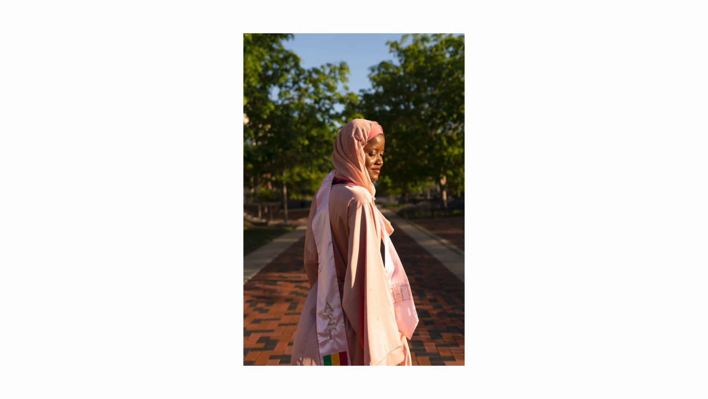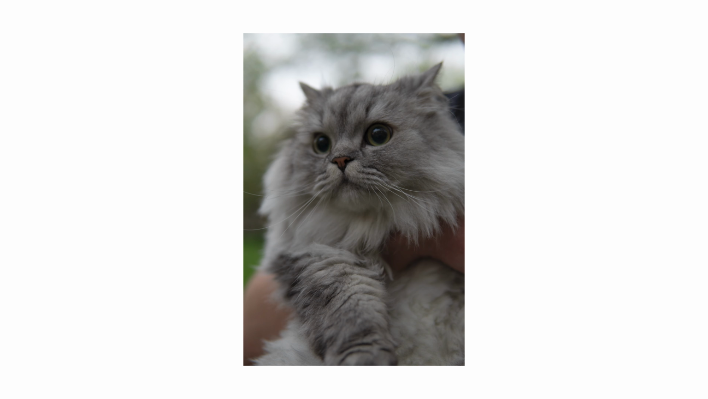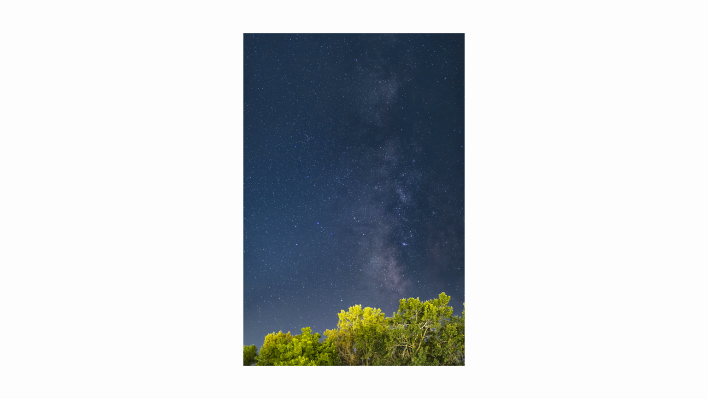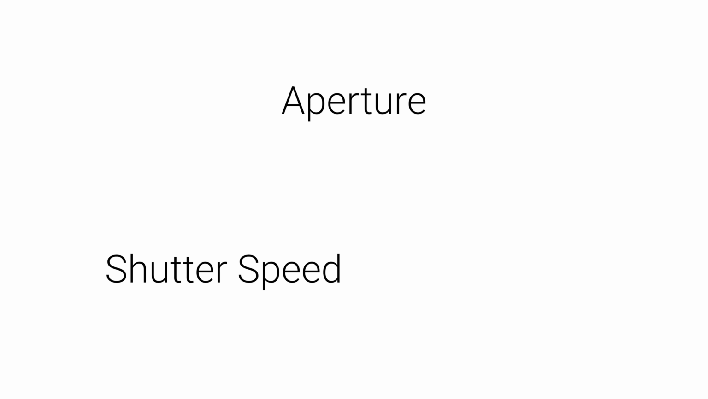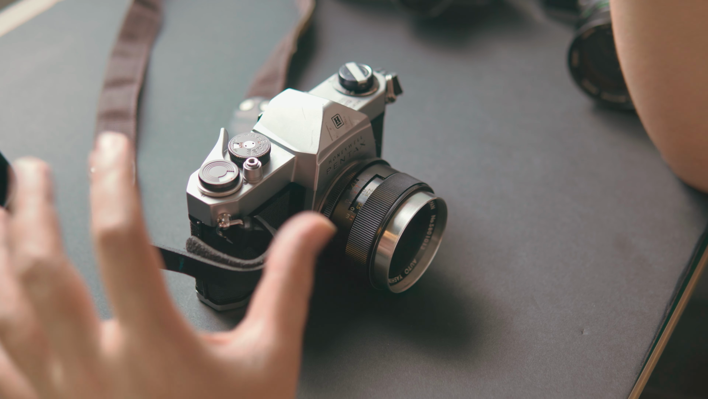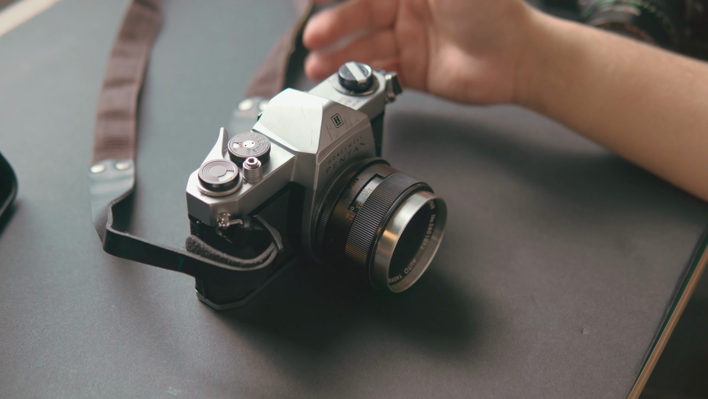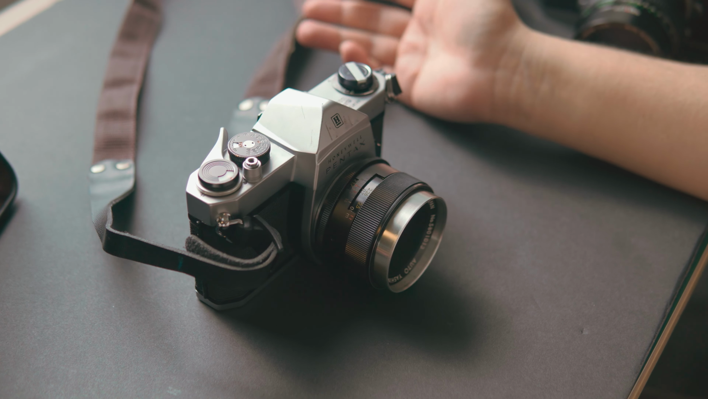f1.8 or f2.8, those wider openings, are really good for portrait photos, and f16 or f8 are really good for landscape. If aperture means how much light enters your camera, shutter speed, as I mentioned earlier, is how long the light hits the sensor or the film. It literally means how long the shutter of your camera stays open.